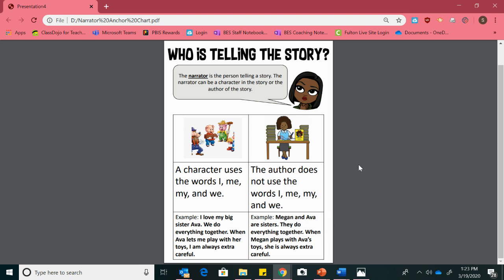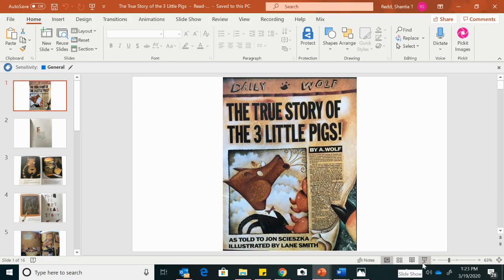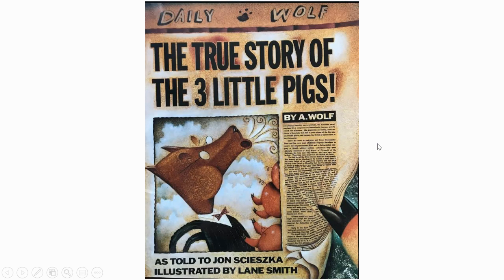So today, we will be reading the story, The True Story of the Three Little Pigs. And as we're going through the story, we will also determine who is telling this story. Is it a character or is it the author? Now, as we're reading, remember to listen for some of those key words like I, me, my, and we to help us determine if this story is told by a character or the author. Okay, let's get started. The True Story of the Three Little Pigs.